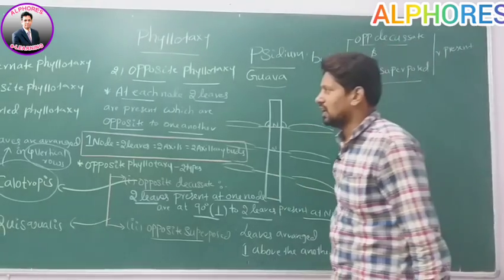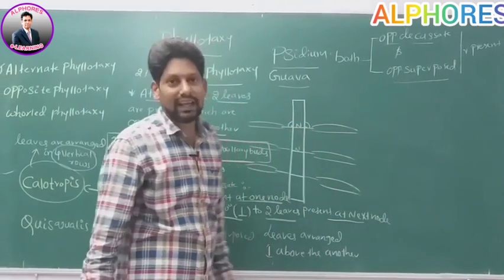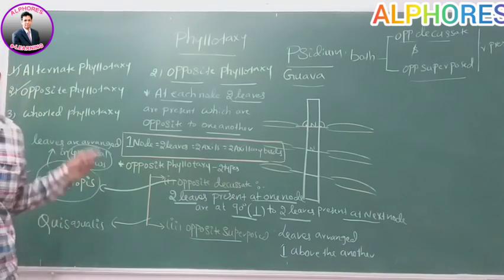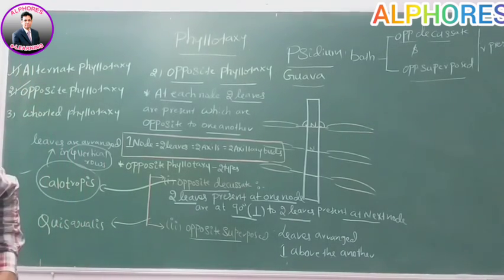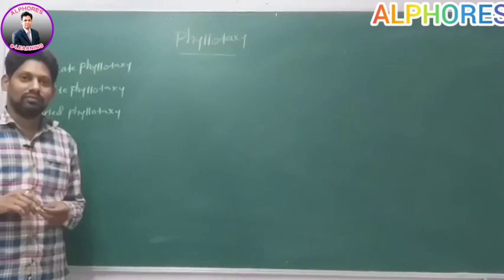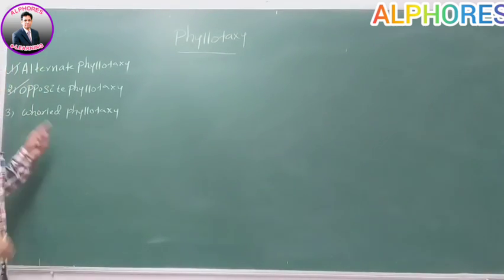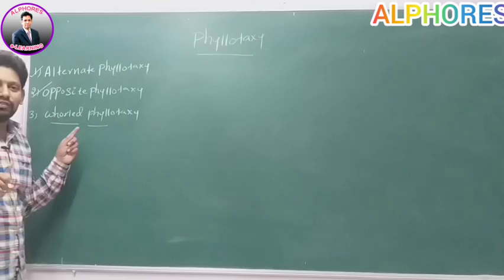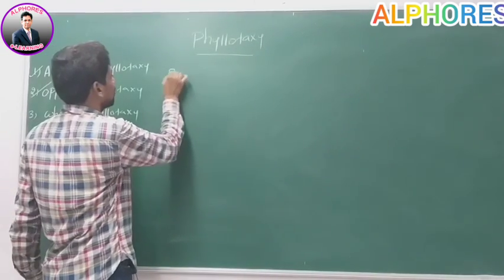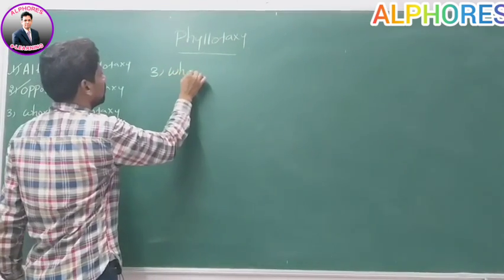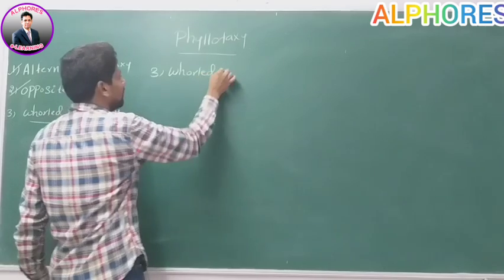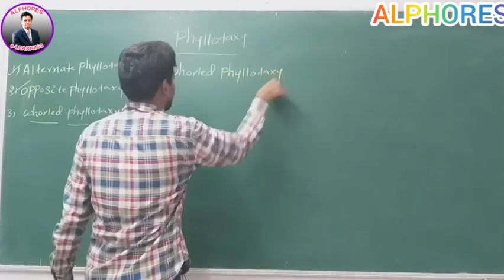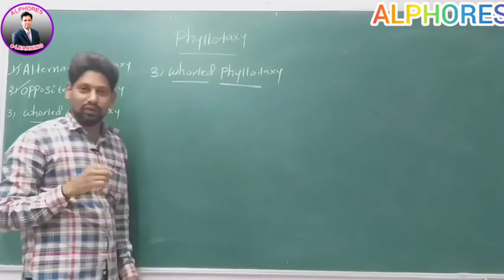Is this statement clear? Right? We completed what? Opposite phyllotaxy. Now go for number 3. What, sir? Whorled phyllotaxy. Now listen here. We are discussing phyllotaxy. Now go for the third one. It's whorled phyllotaxy.